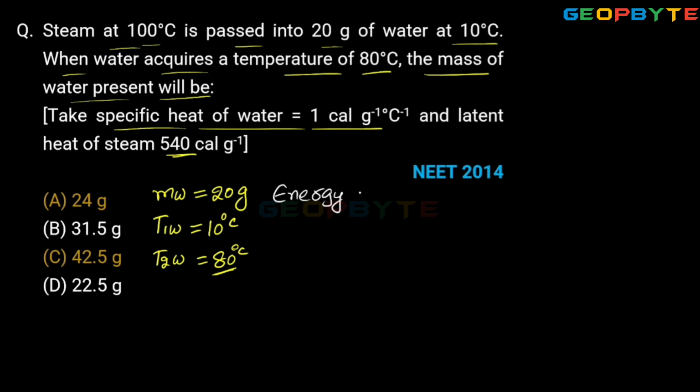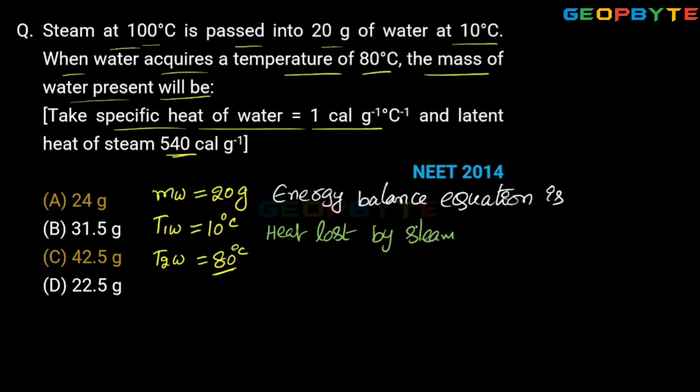Energy balance equation. The energy balance equation is: heat lost by steam equal to heat gained by water.